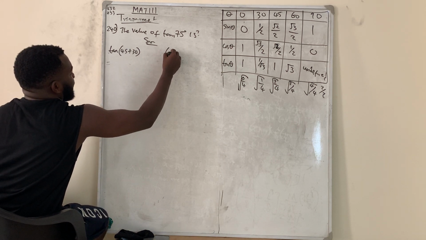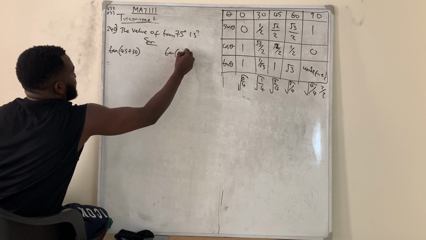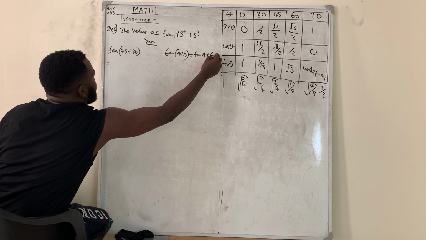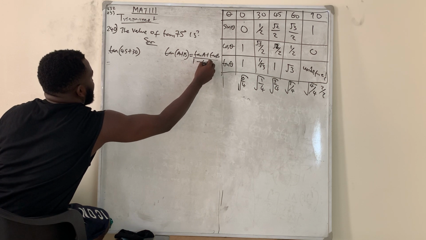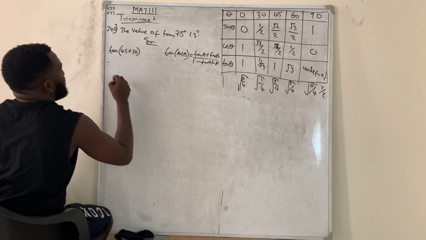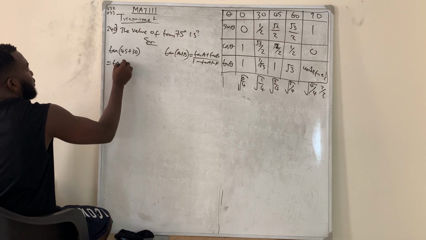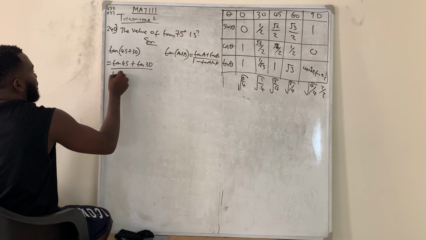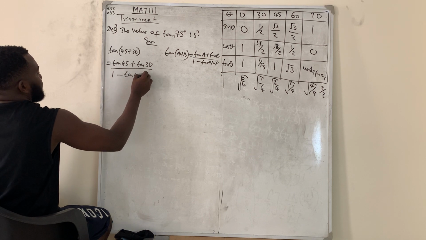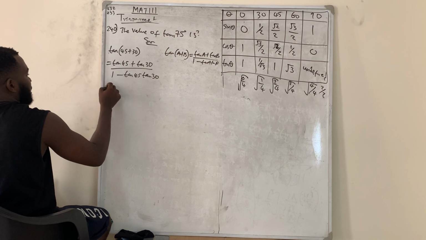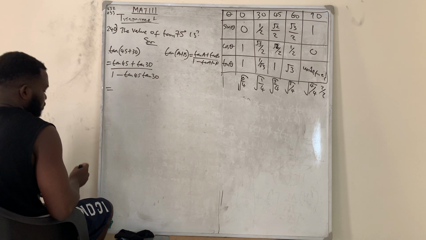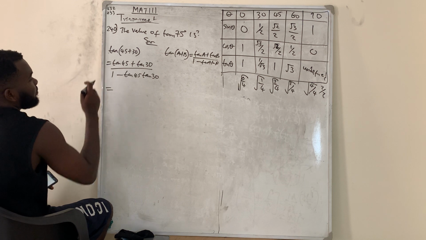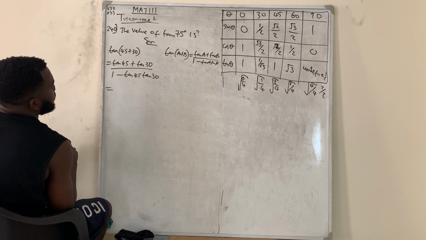But don't forget that tan of A plus B is tan A plus tan B, all over 1 minus tan A tan B. So this is equal to what? Tan 45 plus tan 30 all over 1 minus tan 45 tan 30. So you can watch my video on trigonometry, I'll drop the link in the description so you understand that formula better. Now substitute everybody.